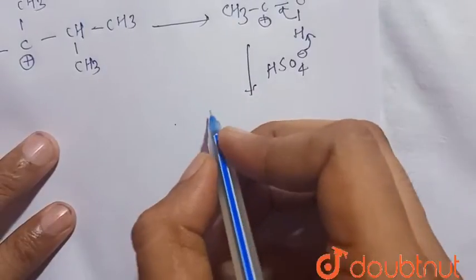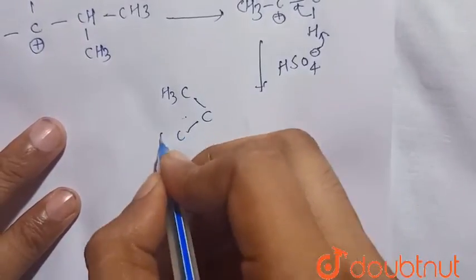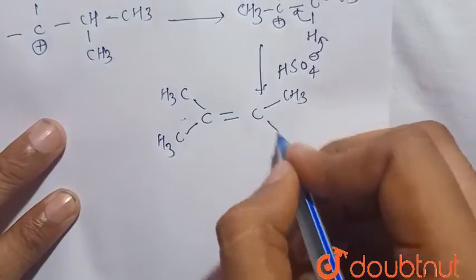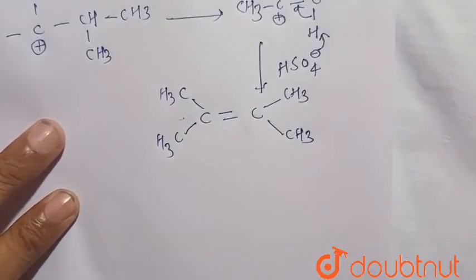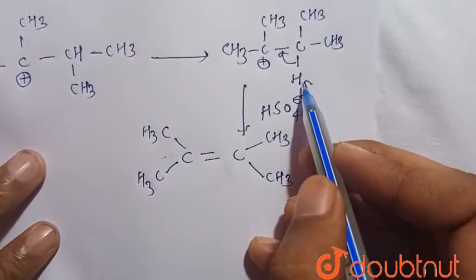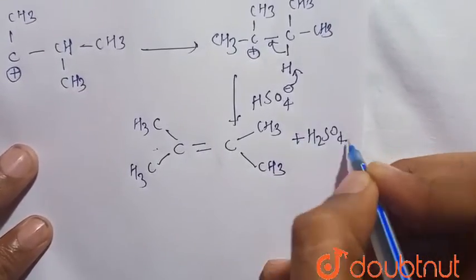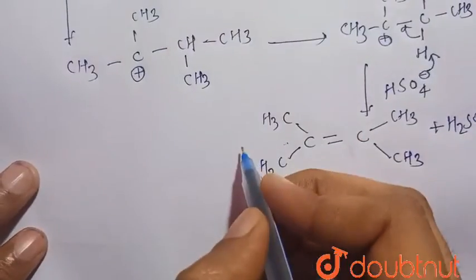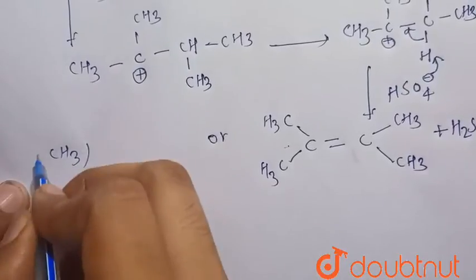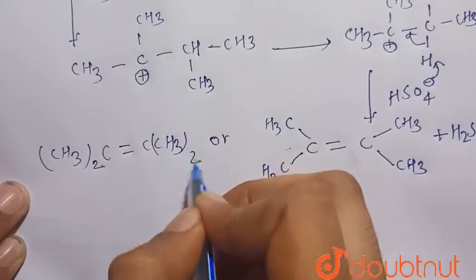So there is the formation of CH3 double bond CH3, and when this HSO4 minus takes H plus from here, H2SO4 is also formed as a side product. So finally, this is our final product, or we can write it in this way as given in the option, that is (CH3)2C double bond C(CH3)2.